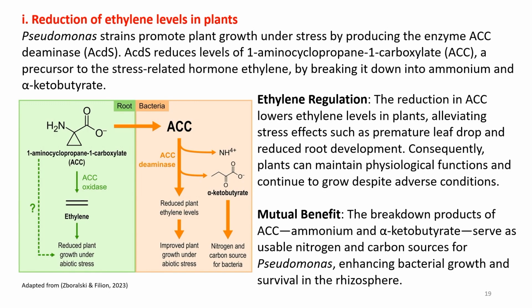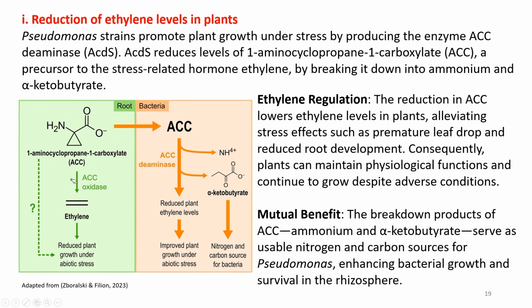So, let us discuss the reduction of ethylene levels in plants. For example, Pseudomonas strains promote plant growth under stress by producing the enzyme ACC deaminase. ACCD, as we call it in short, reduces levels of 1-aminocyclopropane-1-carboxylate, which is the ACC. It is a precursor to the stress related hormone ethylene, by breaking it down into ammonium and alpha-ketobutyrate. So, this is the ACC compound.